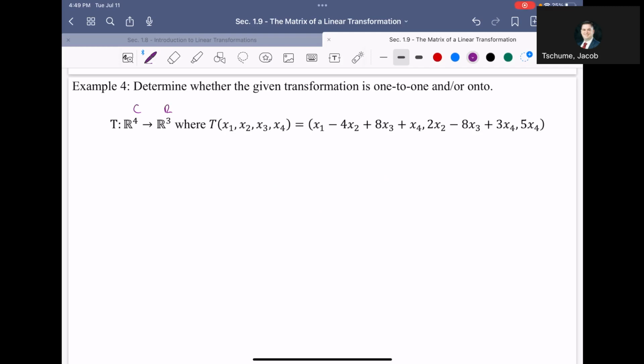So I need to write my standard matrix to get started. So we're going to have 4 columns and 3 rows here. And so remember, each of the expressions over in the second part of your transformation, those represent the rows of your standard matrix. So we're going to end up having a row of 1, -4, 8, 1. Then a row of 0, 2, -8, 3. And finally, a row of 0, 0, 0, 5.